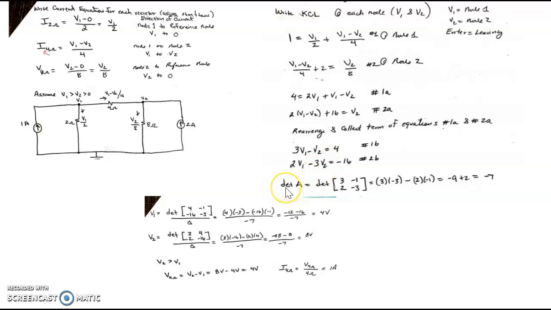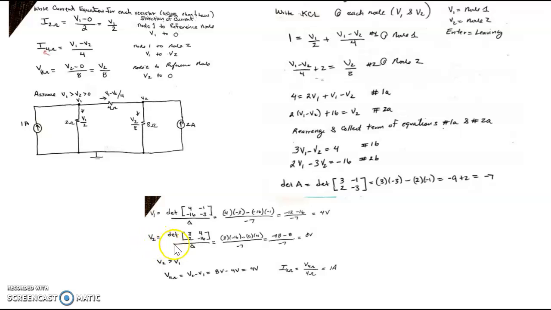Here they're going to find the determinant of A, which is just all the coefficients of the voltages. We write 3, 2 and minus 1, minus 3 and we just cross multiply, 3 minus negative 3, then we subtract the negative 1 by the 2, and then we solve it. To find V1, we replace the column of the V1 by the equal-to column. So instead of 3, 2, I'm going to put 4, negative 6. The V2 stays the same. I divide by my determinant. I solve right here and I get 4 volts.